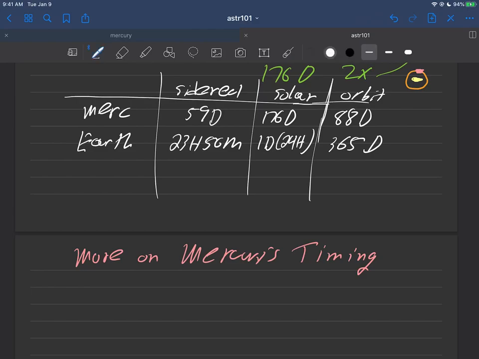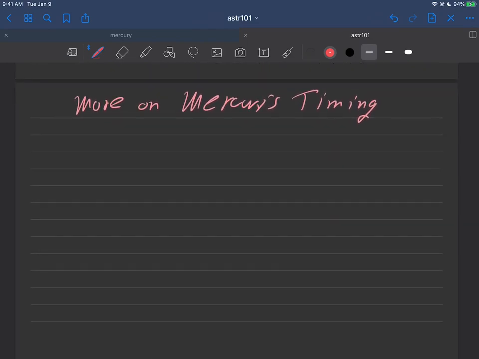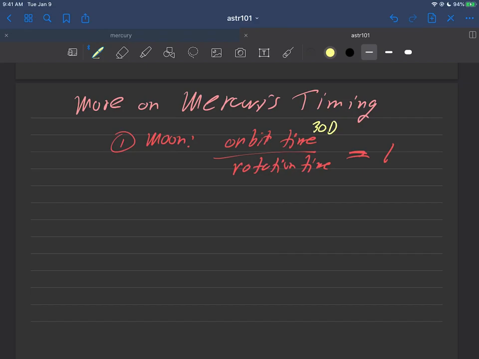So the conclusion from this table of numbers is that the orbit time of Mercury is quite fast, and the rotation that drives the sidereal and solar bit is quite slow. Okay, but one last thing on Mercury's timing. If you recall our own moon for a minute, if you take the ratio of its orbit time to its rotation time, you'll get one. Because remember, the moon is tidally locked, so the orbital time, the time it takes to go around the Earth once, is 30 days. The rotation time is also 30 days, and 30 over 30 is just equal to 1. That's the ratio of those two times for our good old moon.